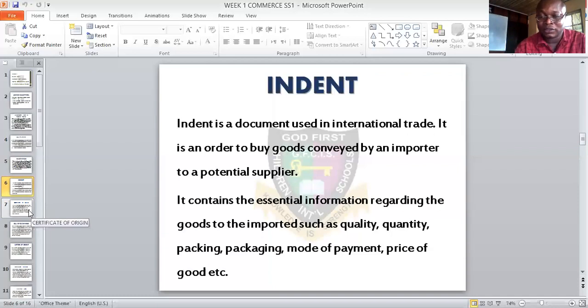It also contains the essential information regarding the goods to be exported: whether the goods are of good quality, the quantity of the goods, the packing or packaging, the mode of payment, how they are going to make payment for the commodity. The price of the goods will also be there.